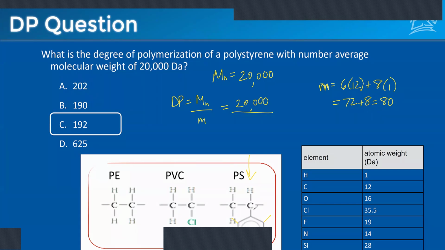Oh, this is an 8. Sorry. This is an 8 here. 8 times 12, which is 96, plus 8, which is 104. So if you do the math here, it's going to equal roughly 192, which is answer C. So the degree of polymerization in this particular polymer, we're saying on average, there were 192 polystyrene monomers that got together to make the polymer in whatever sample we're talking about.